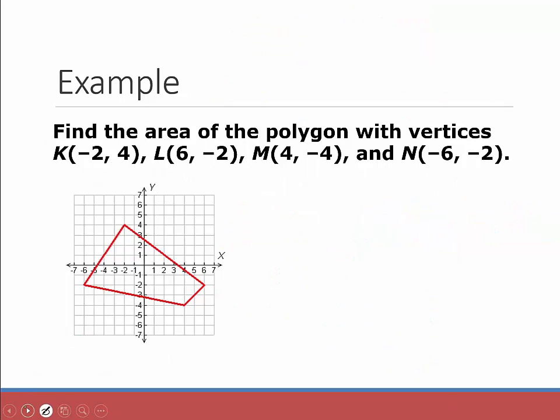The other way to find area, and this works best when you have a weird shape like this one that they give you, is to draw it and then subtract areas out. So find the area of this polygon with the vertices K is -2, 4, L is 6, -2, M is 4, -4, and N is -6, -2. Because I could sit here and break this up into triangles and then find the area of all of those, or we can make a shape that connects all of these vertices.